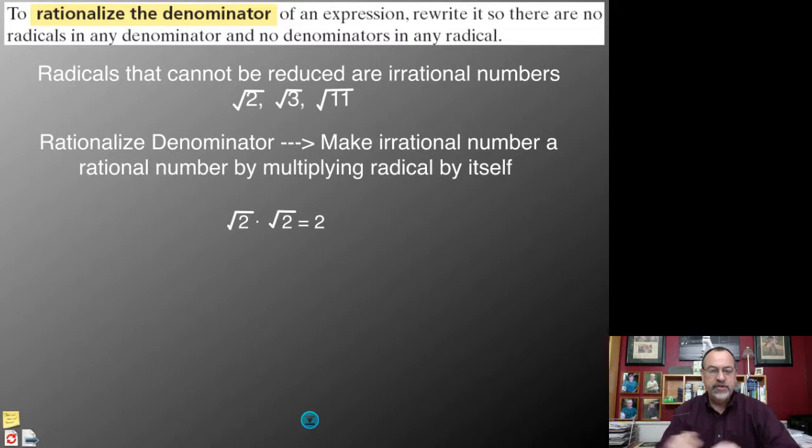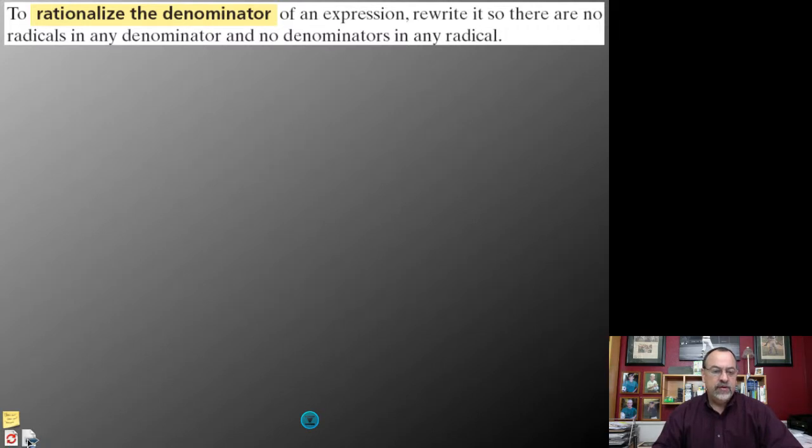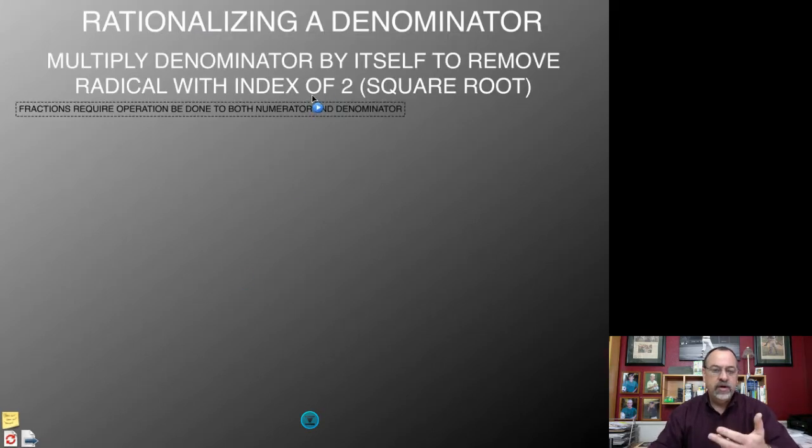So we're going to take these two things and combine them to help us rationalize a denominator, to make sure that we don't have any radicals in the denominator, so we don't end up with something like this, and we don't have any denominators in a radical, so we don't end up with a fraction underneath a radical. These are two answers that are not simplified, and the point of what we're going to do is to simplify these so that neither one of these cases is our final answer.